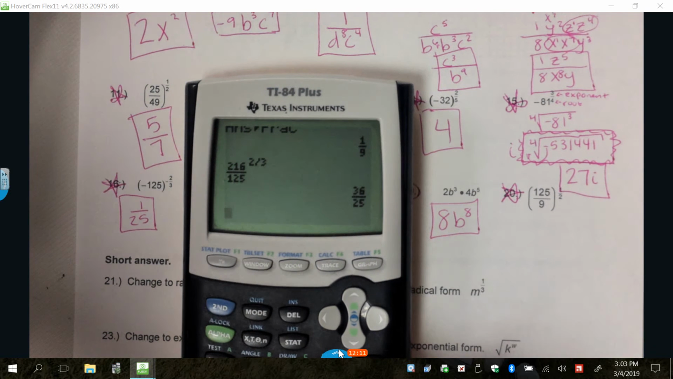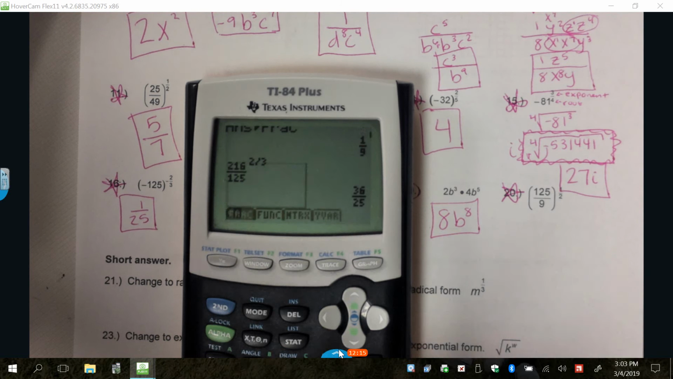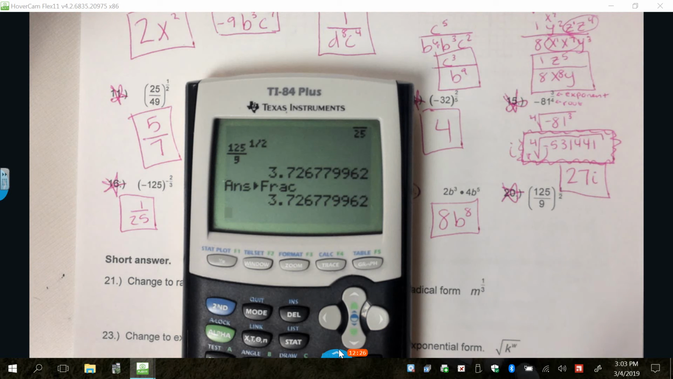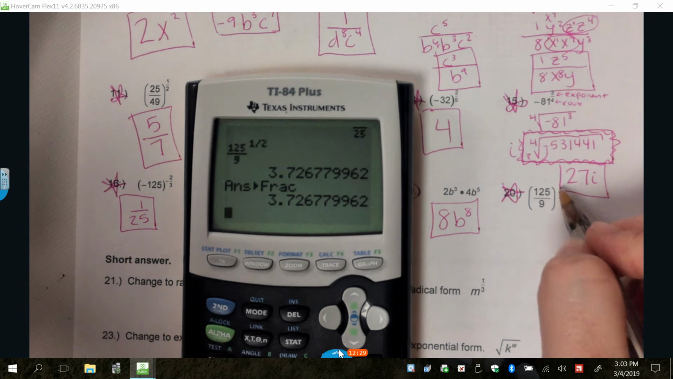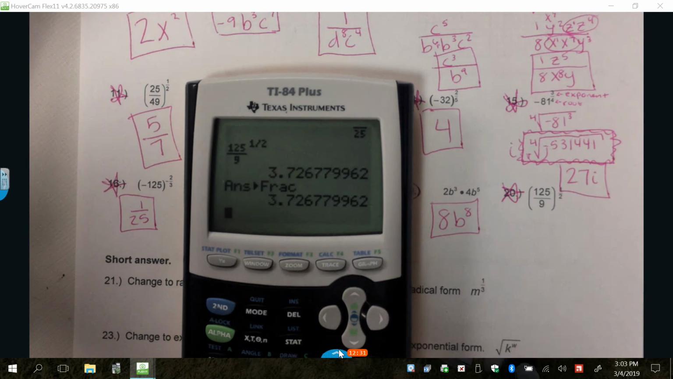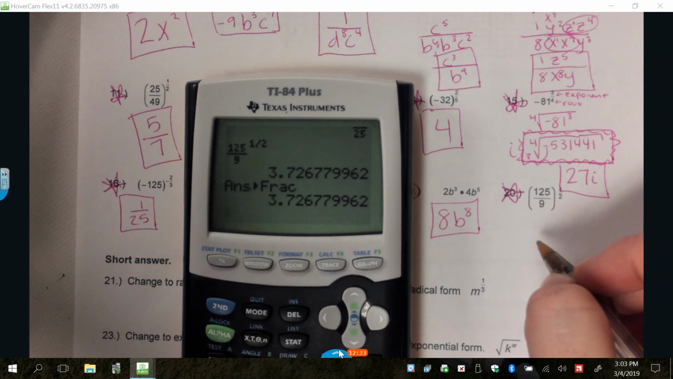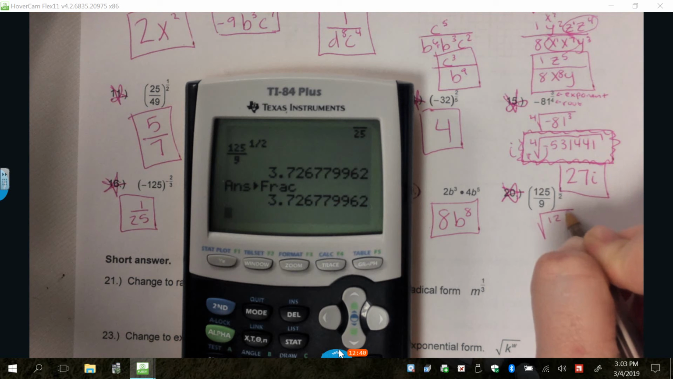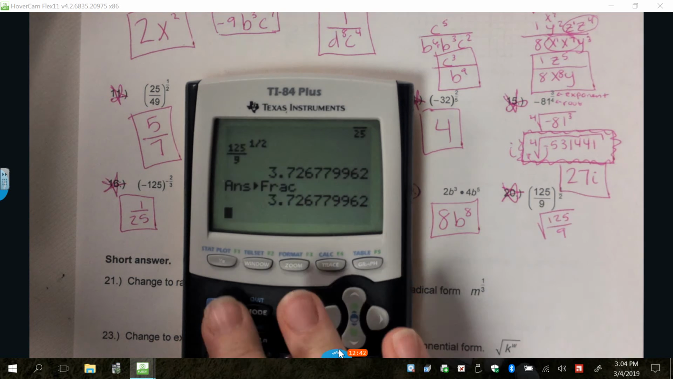And then the last one, and remember, this one can be checked in your calculator. So this is another one that we need to do by hand, like number 15. So, to the 1/2 power, I want you to remember that means to the square root. This one should work. Why is that not working? So, square root of 125 over 9. Oh, that's why.